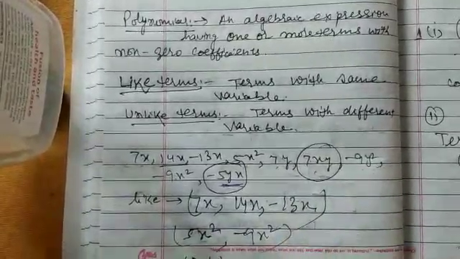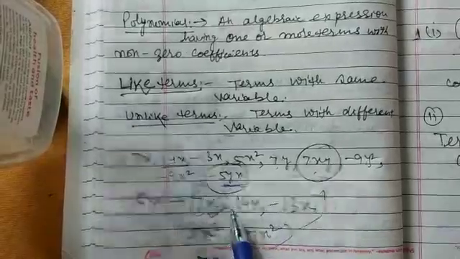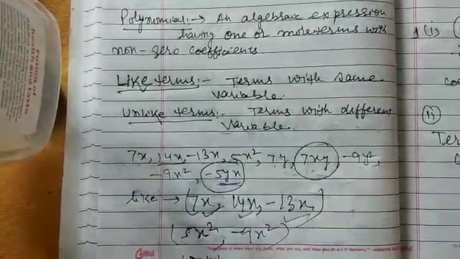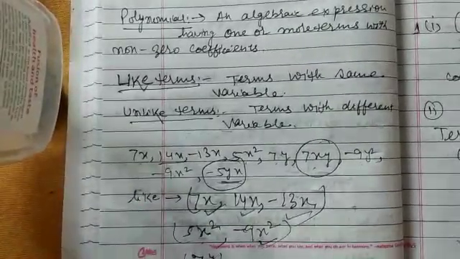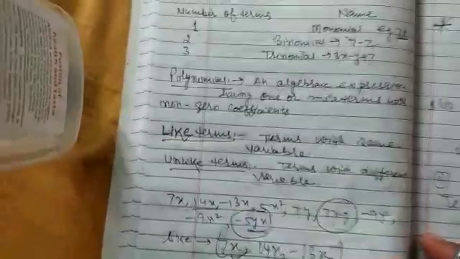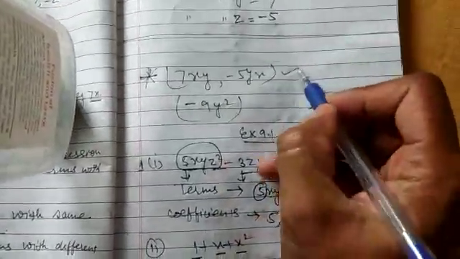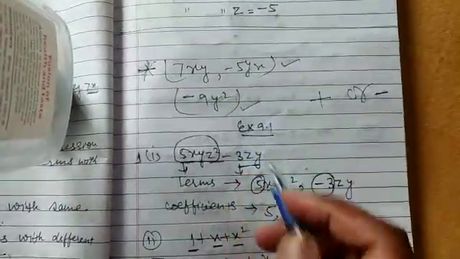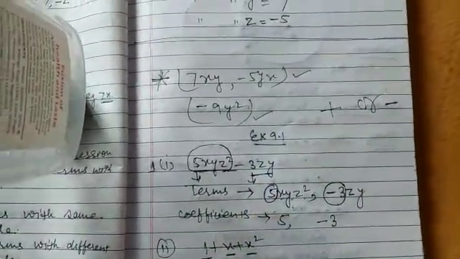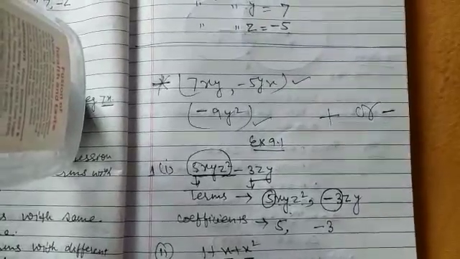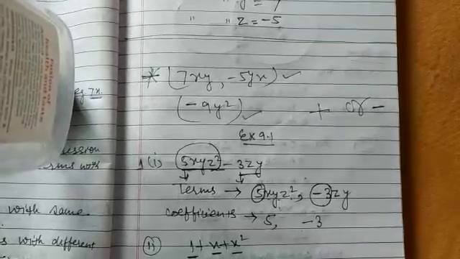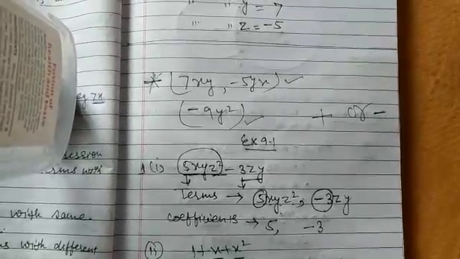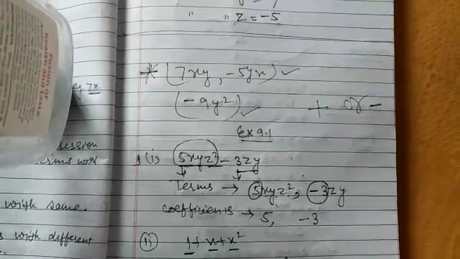If we separate like terms, see the same variables 7x, 14x, minus 13x. One group of like terms is this. Second is 5x square and minus 9x square. Third is 7y, and fourth one is 7xy and minus 5yx. Fifth one is minus 9y square. So this is all about like terms. Like terms means, again I'm repeating, terms with the same variable. And you have to keep one thing in mind: the powers of the variables must be the same also.